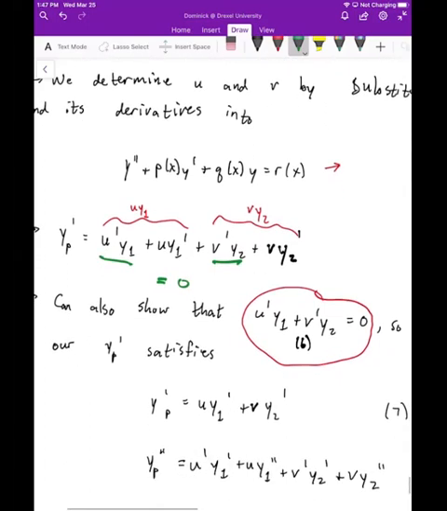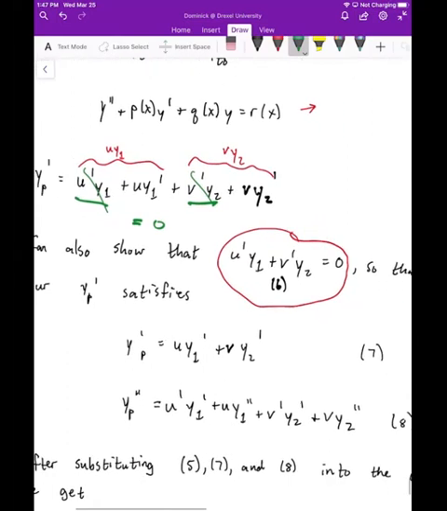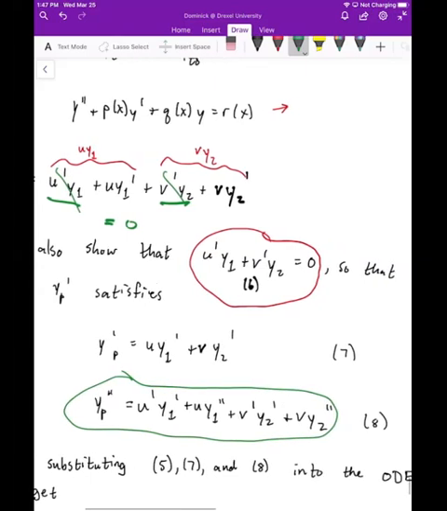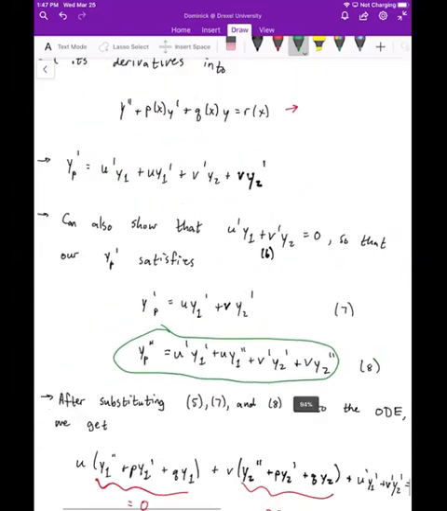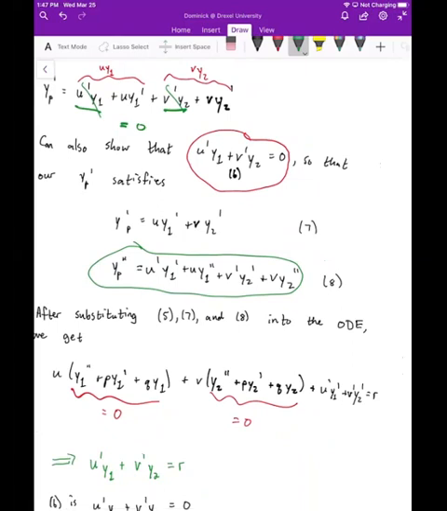So if they equal 0, then what does that mean? That means that these two terms are gone, and you just get y sub p prime is equal to u y1 prime plus v y2 prime, which is going to make taking the second derivative a little bit easier, because now we get this for our second derivative. So now if we plug each of these into our ODE, we're going to get something that looks like this, right? And we can shuffle some things around to make it look this way.